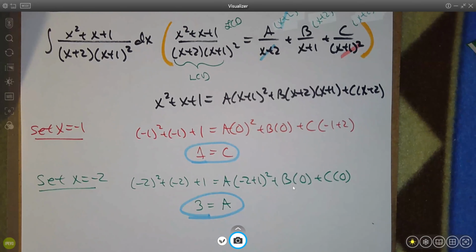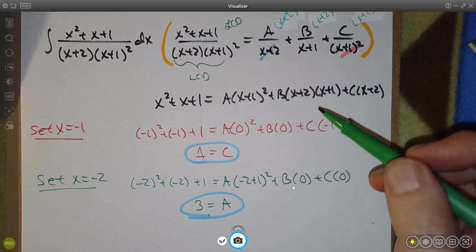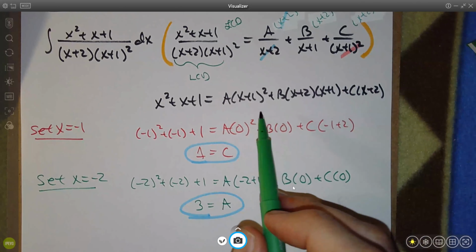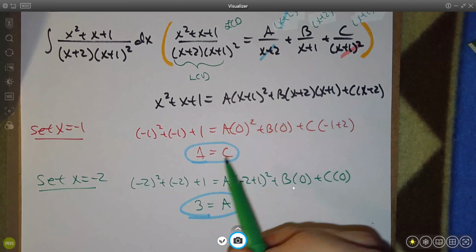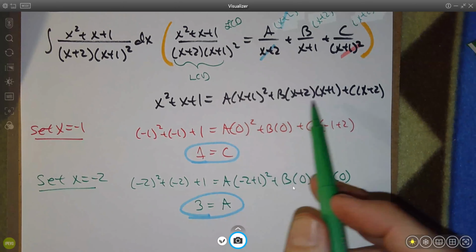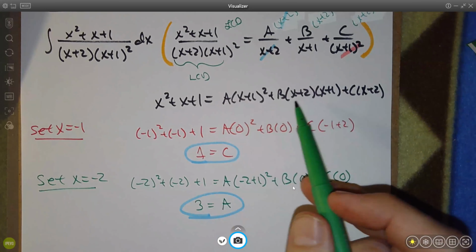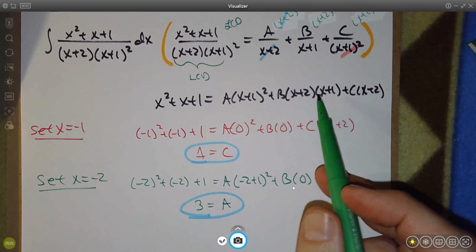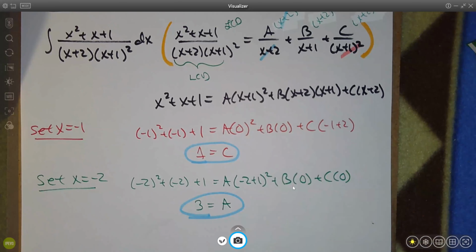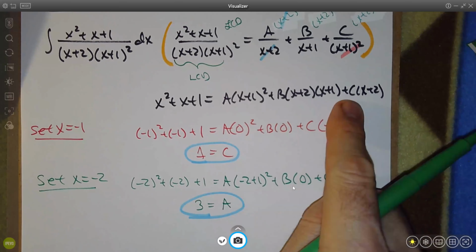And finally, I need to figure out what b is. Now, I've already used x equal -1 and x equal -2. There's no more choices here that I can use that are going to help me out because either -1 or -2 are going to cancel that out. But here's what I can do. I know what a is. I know what c is. Let's plug them both in.